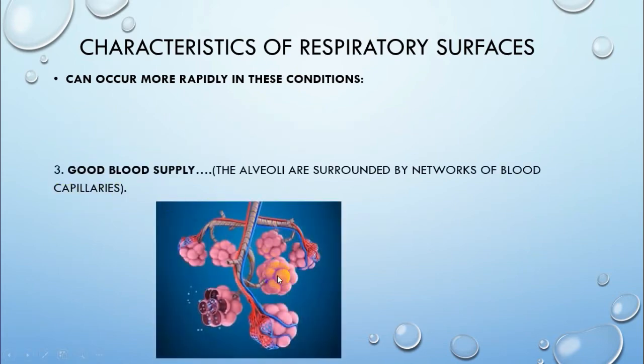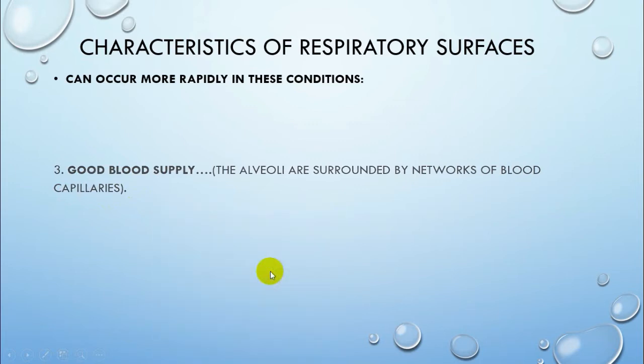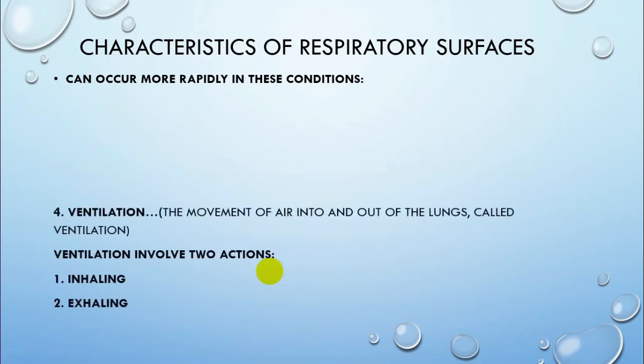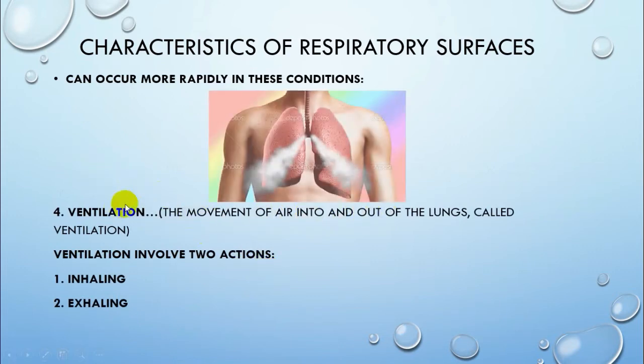The third one is good blood supply. As we said, alveoli are covered with blood vessels, so there is a good blood supply for them, and this makes the process of respiration easier. And the fourth reason is ventilation. Ventilation is the movement of air in and out of the lungs. It means whenever we inhale and exhale, the ventilation process happens.